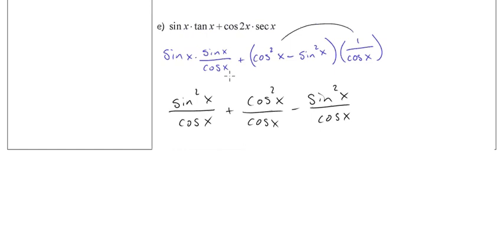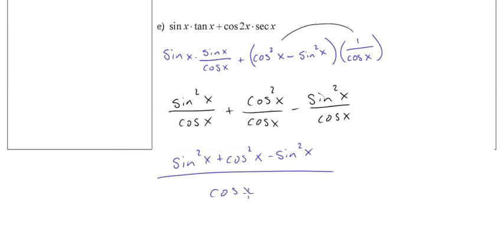Add up all our pieces here, and we'll write it all out first. Sine squared of x plus cosine squared of x minus sine squared of x over cosine of x. What is sine squared x minus sine squared x? Well, that's 0.